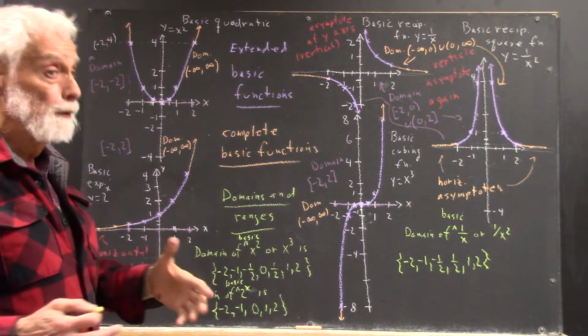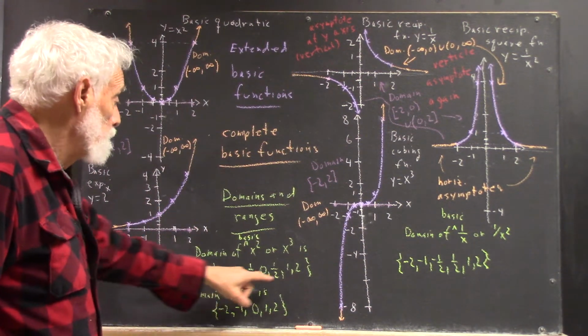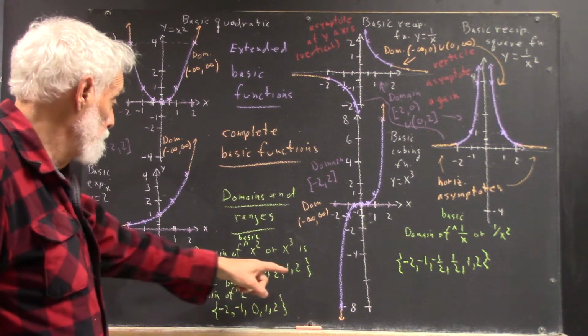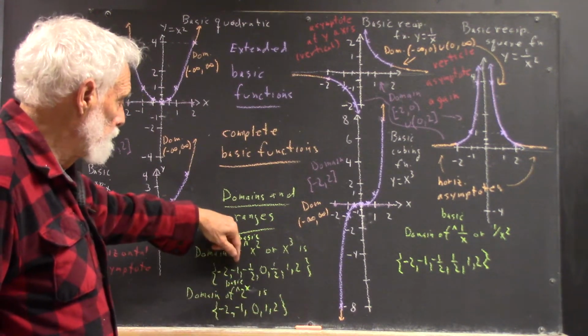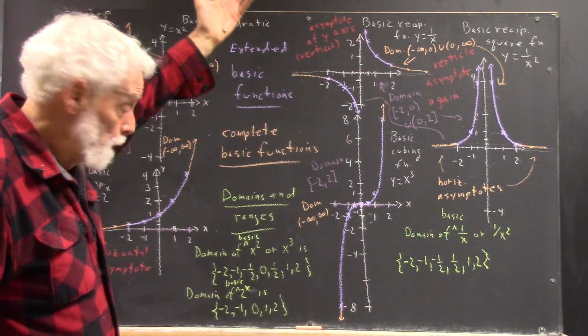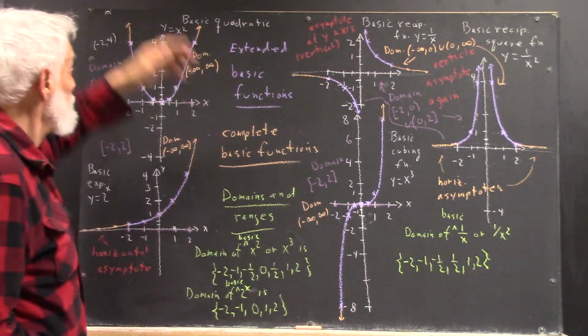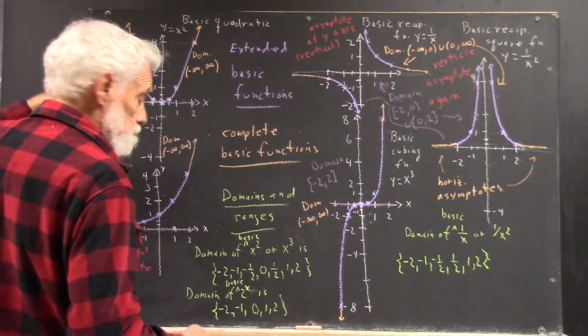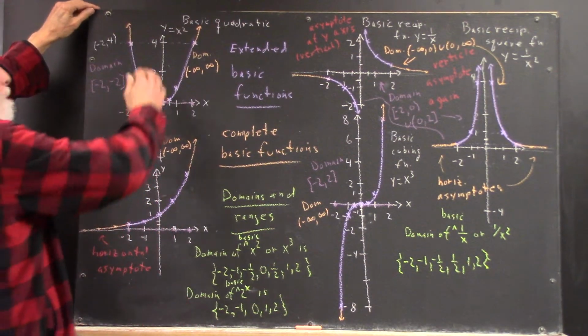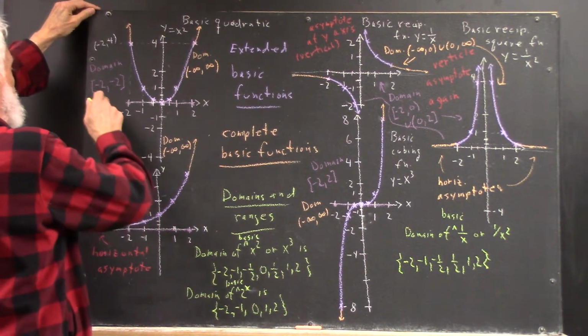Now the basic quadratic function has a domain that just consists of the numbers from -2 to 2, the standard numbers, -2, -1, -1/2, 0, 1/2, 1, and 2. Okay? The range is a set of all values you get when you plug those numbers into the function.